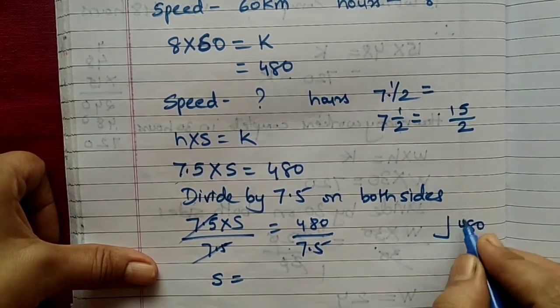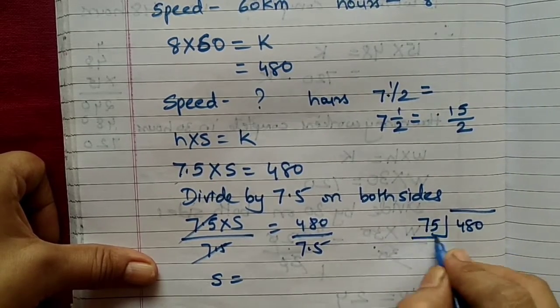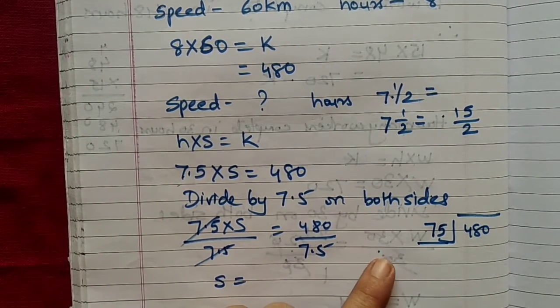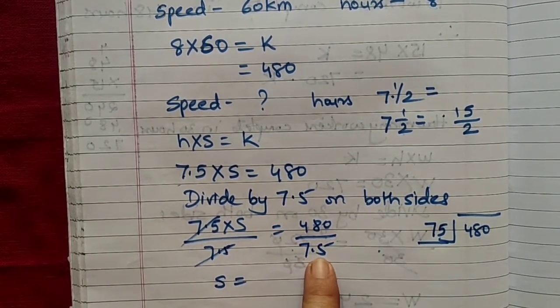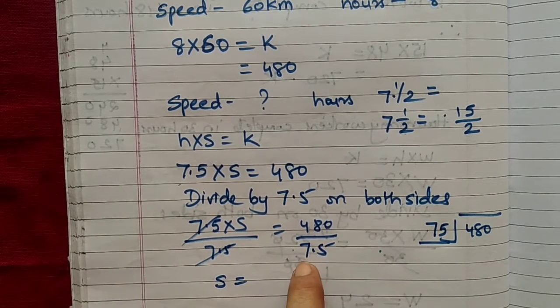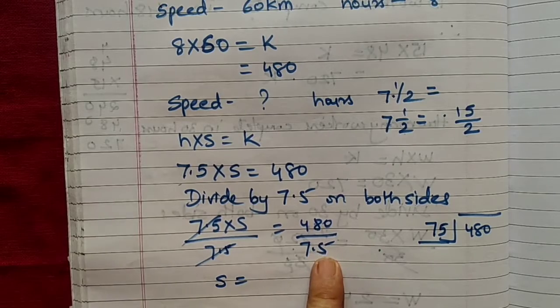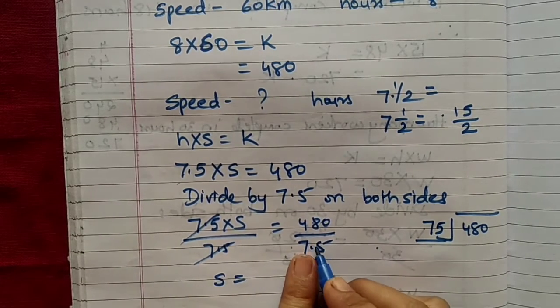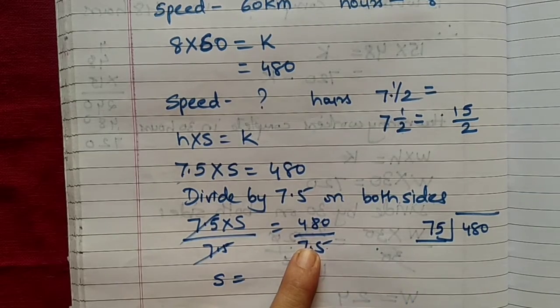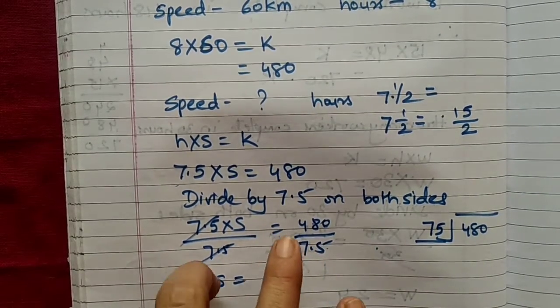480 divided by, you will do 75. Okay, you will not consider the point. Or if you can remove this point, how will you remove it? Whenever you have to remove the point from the denominator, see how many numbers are there after the point. There is only one number here. How many numbers are there? One.